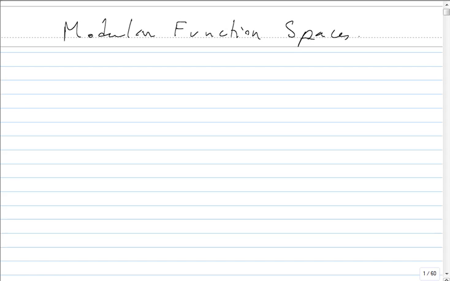What is the idea behind these modular function spaces? Where did it start? Okay, let's start from the beginning. So it goes like this. First of all, we go by classical normal vector spaces.